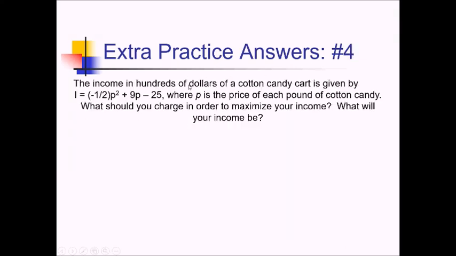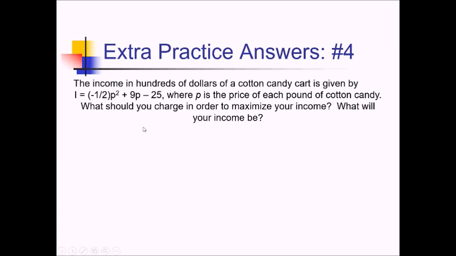For this real-life problem, the income in hundreds of dollars of a cotton candy cart is given by I equals all this crazy stuff with p's in there, and p is the price of each pound of cotton candy. I mean, who needs a pound of cotton candy? But it's priced by the pound, apparently. We want to know what we should charge per pound in order to maximize our income and what that income will be. Okay, so we're trying to maximize a parabola, basically, a quadratic.